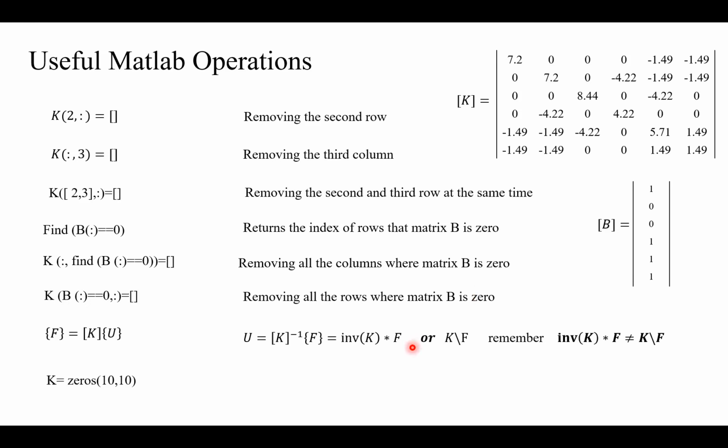An important thing here is when you want to find the nodal displacement, you can use inverse of k times f, or k backslash f. That uses a Gaussian approach, which is not intuitive. You would think that you should divide f by k, not k by f, but that's a Gaussian approach, and it's a backslash, it's not a slash. And it's always helpful to pre-allocate your stiffness matrix for efficiency purposes.